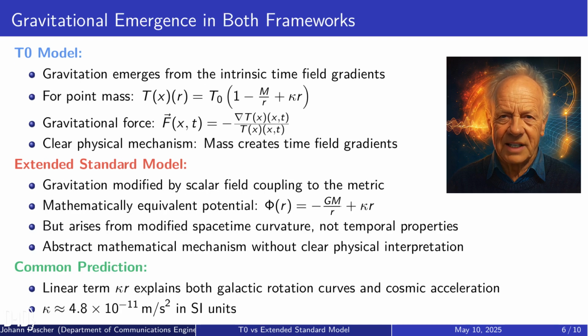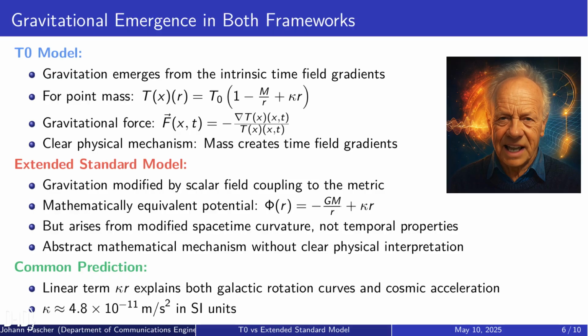One of the most elegant features of the T0 model is how gravitation emerges naturally from the intrinsic time field. For a point mass, the time field solution is T of r equals T0 times the quantity 1 minus m over r plus kappa r. The gravitational force emerges directly from the gradient of this field, F vector of xt equals negative gradient of t of xt divided by t of xt.